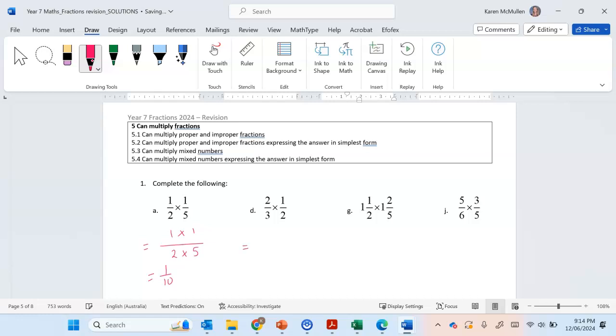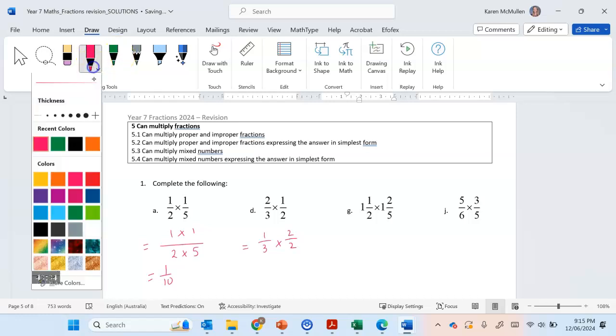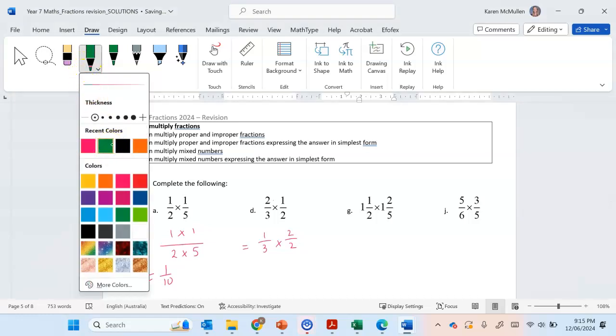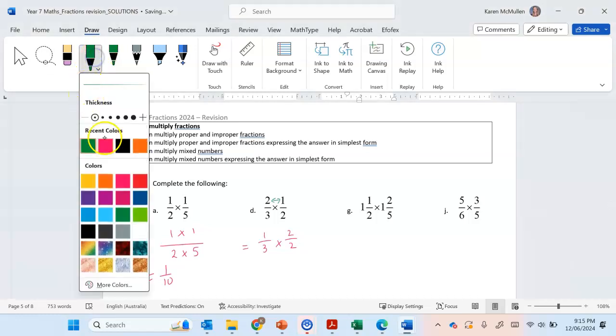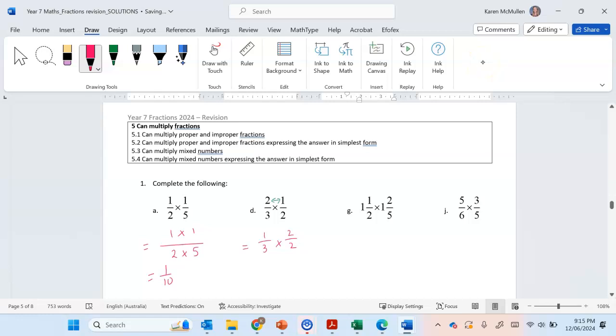Now, when you're multiplying numbers, the order doesn't actually matter. So sometimes it can be easier to switch your numerators. So we've got 2/3 times 1/2. That is actually the same as 1/3 times 2/2. So all I've done is I've switched my numerators. And that is a very good thing to know, because sometimes we come across numbers that are hard to multiply. So switching your numerators just makes it a lot easier.